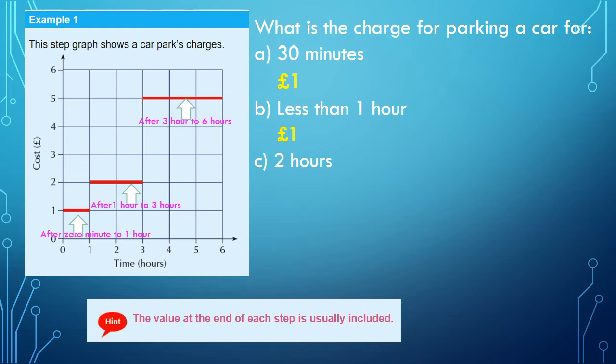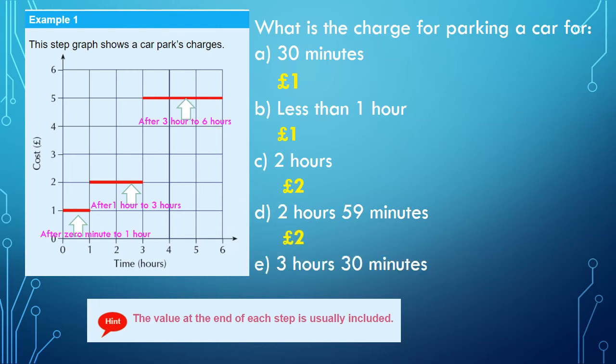2 hours. 2 hours is in the second interval. This means we have to pay £2. 2 hours 59 minutes. Still it is less than 3 hours, or it's up to 3 hours, so still in the second interval, which means £2. And 3 hours 30 minutes, it's in the last one. This means you have to pay £5.